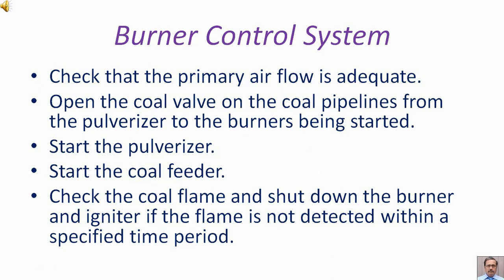Check that the primary air flow is adequate. Open the coal valve on the coal pipelines from the pulverizer to the burners being started. Start the pulverizer. Start the coal feeder. Check the coal flame and shut down the burner and igniter if the flame is not detected within a specified time period.